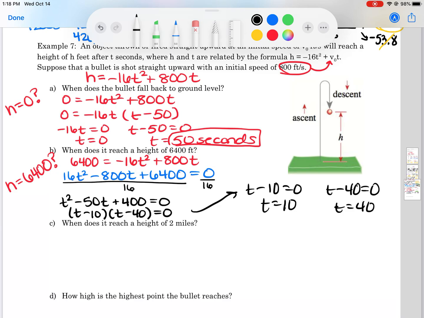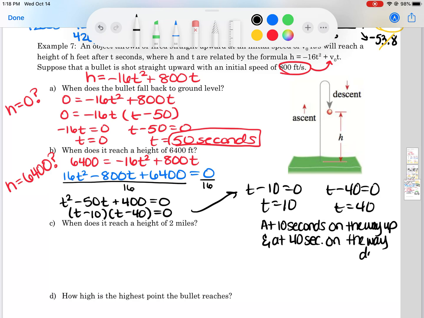So that means we are going to hit that height at two different times. We will be at that height at 10 seconds, which would be on the way up, and again at 40 seconds, on the way down. This is really making like an upside down parabola, right? It's going to go up and then it's going to come down. So it's going to hit that height of 6,400 two different times, when we are at 10 seconds and when we are at 40 seconds.